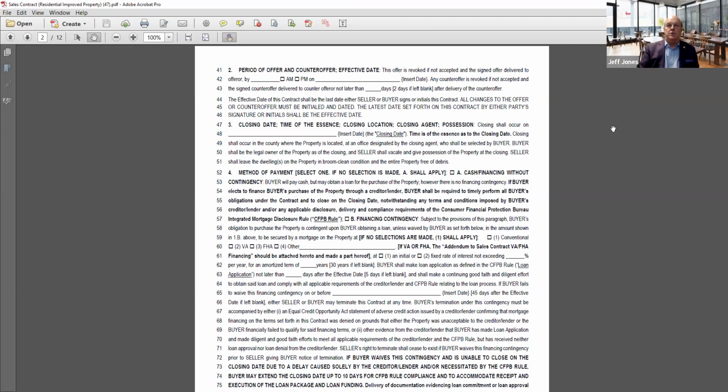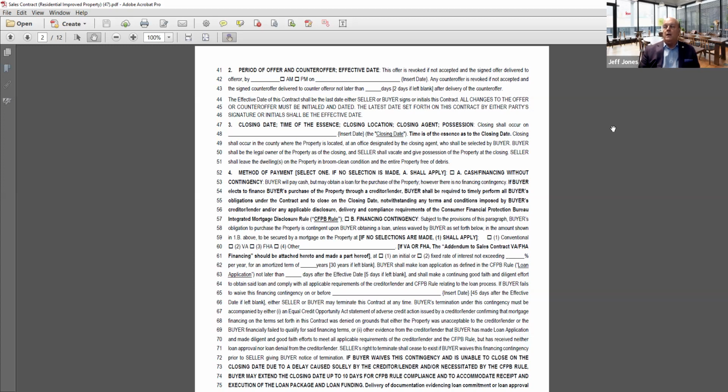And then there are some choices. Is it conventional, VA, FHA? Other could be USDA, could be hard money financing. But you need to check the box there. And the seller, that's part of accepting the offer, if there's a VA or FHA, there's an addendum that needs to be included that provides for certain rights for the buyer.